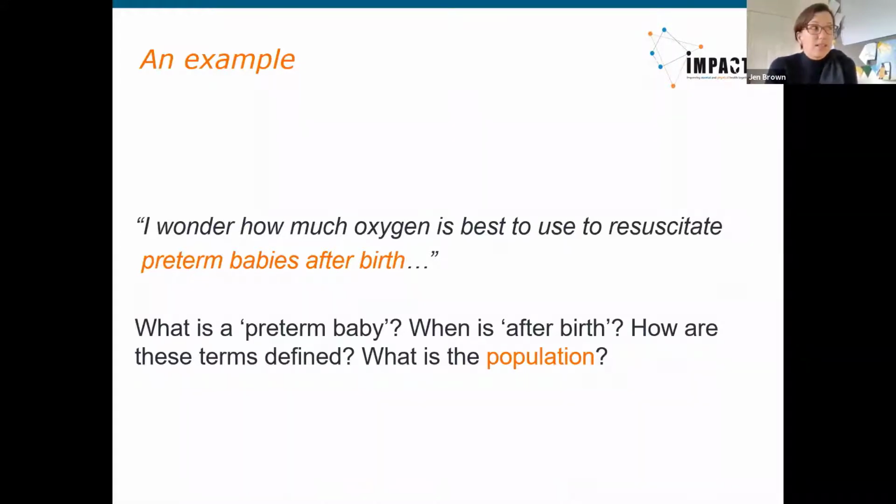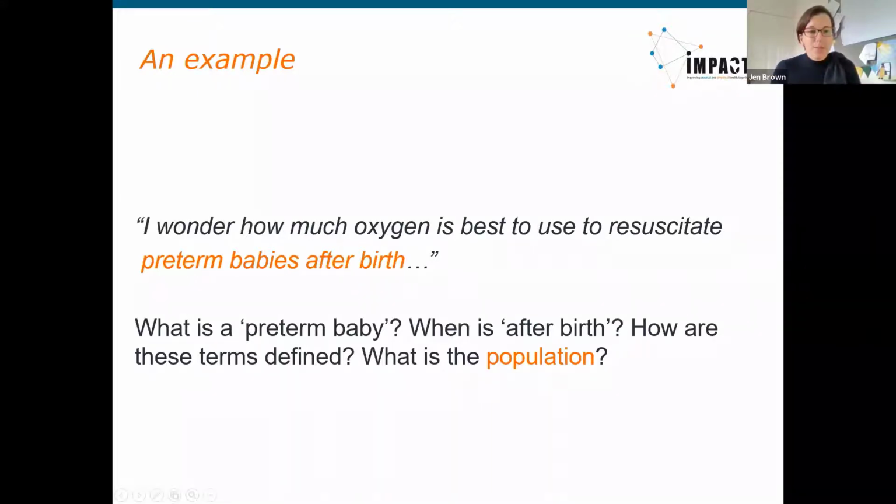Or, it's after birth now for all of us, but that's probably not what is meant here. But this kind of level of detail is what you need to think about when you're trying to define your population, as well as all the other components of your review question.